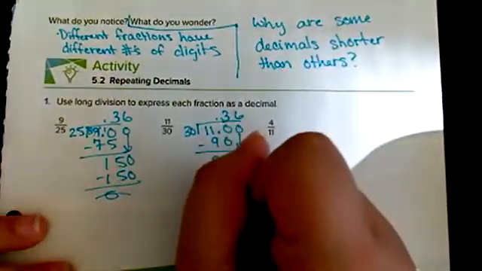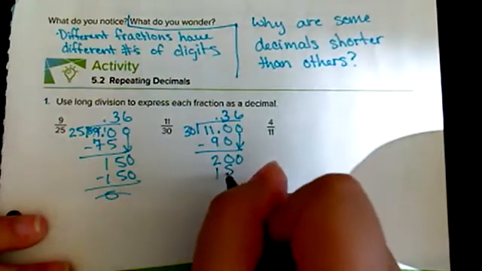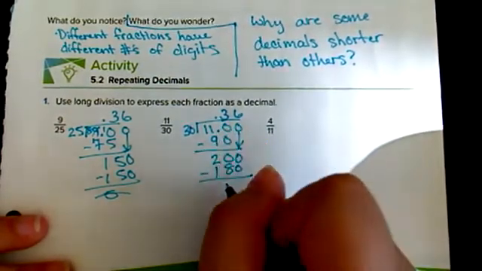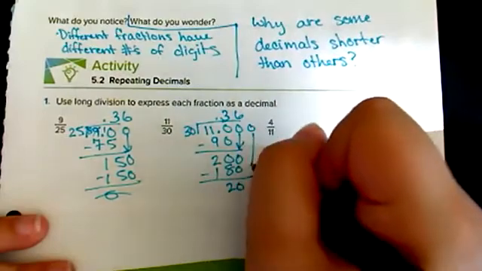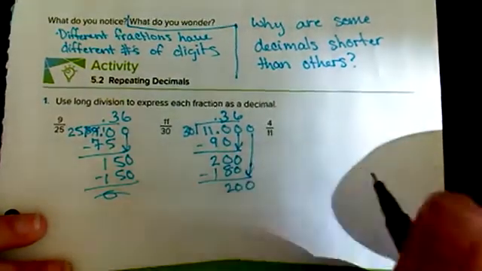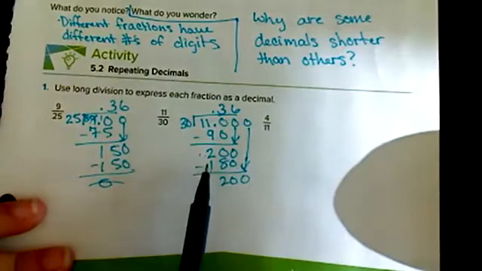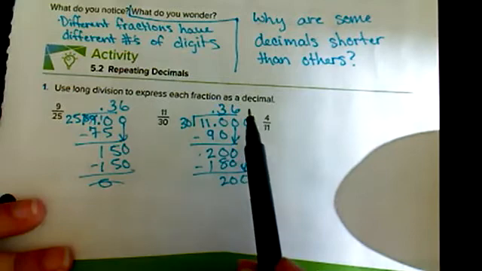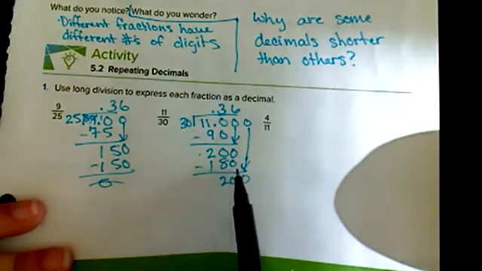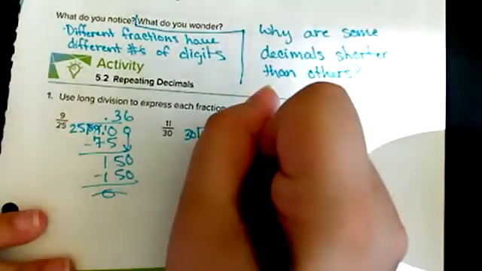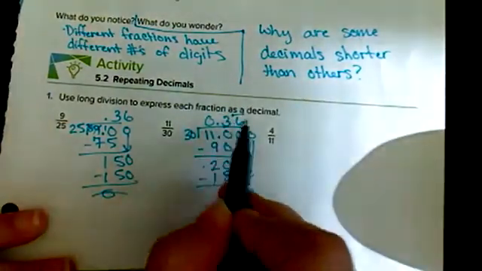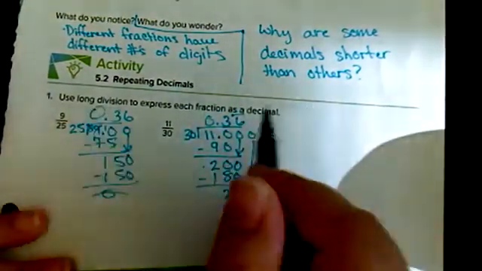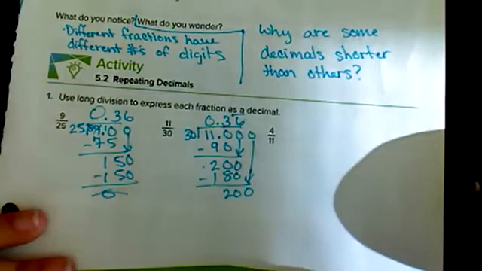And we're going to end up with 18, or in this case, 180. And we're going to subtract and be left over with 20. And it looks like this is going to keep repeating. We can tell just from here that this is going to repeat over and over again, because it's always going to be 30 goes in 6 times 180. So this one we would write as 0.36 repeating. This little line above this means repeating.